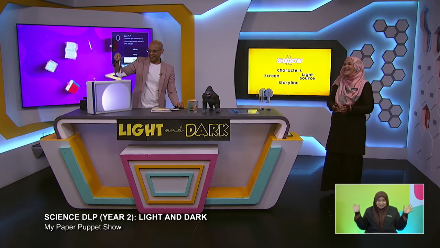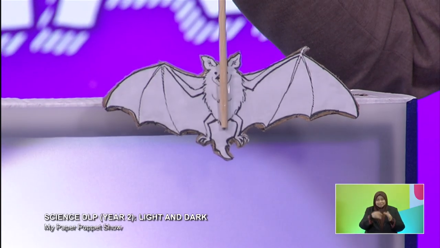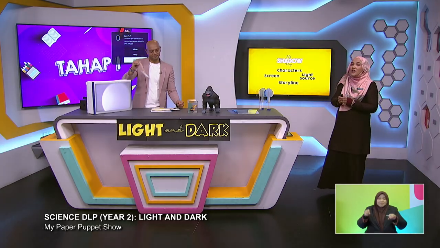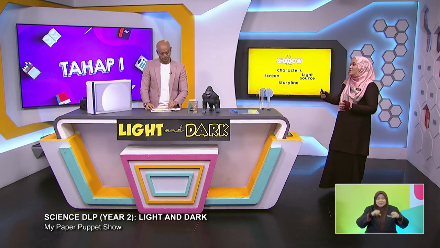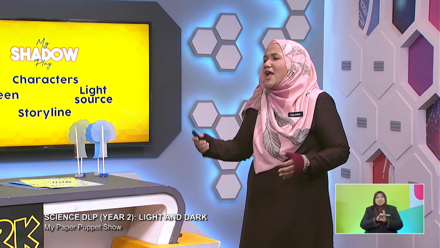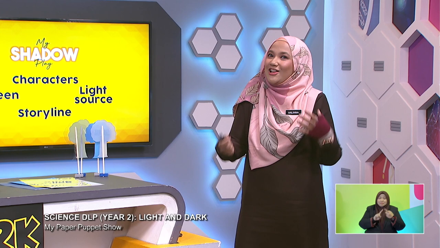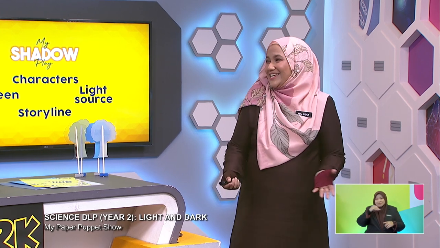Yay! It's a bat. So for shadow plays, everyone, you can make your own characters, and you can have your own storyline. For example, one day the lion calls his best friend the bat and the elephant, and you can make up your stories and tell it to your friends and your family.